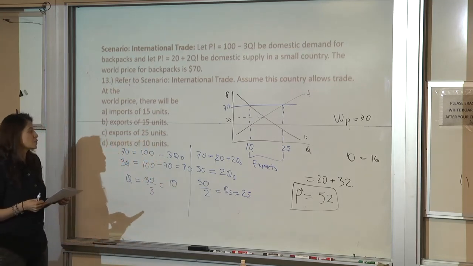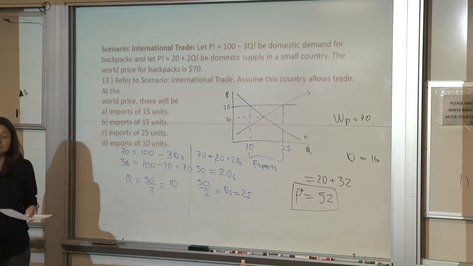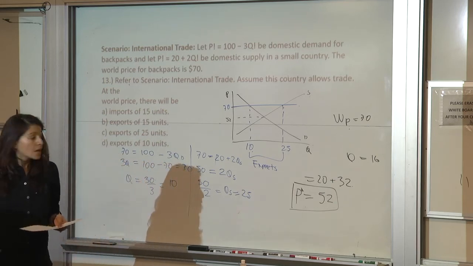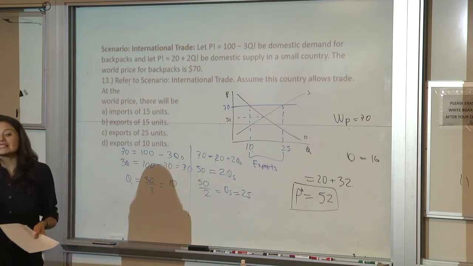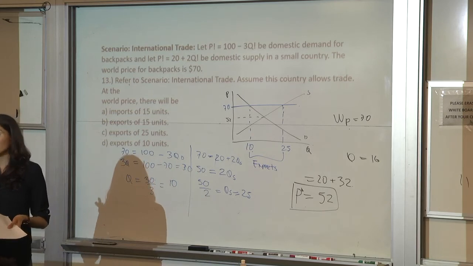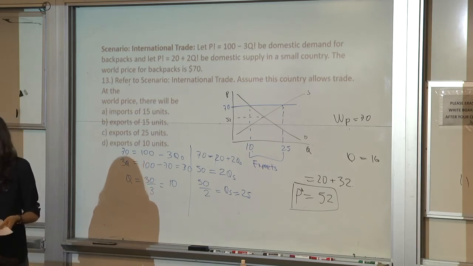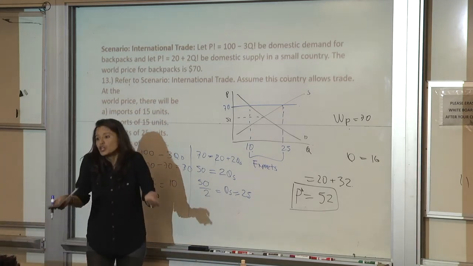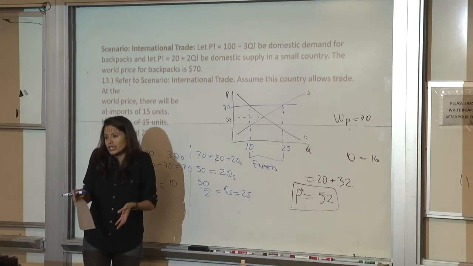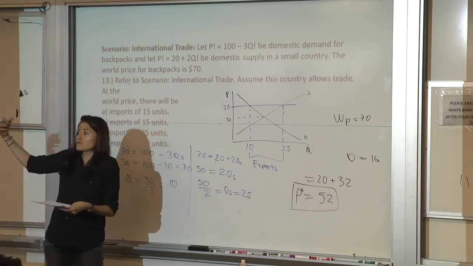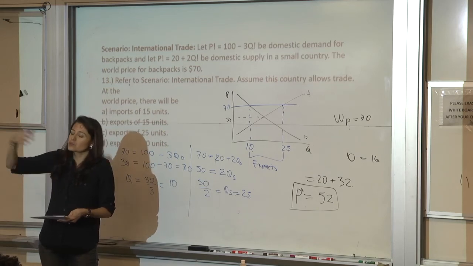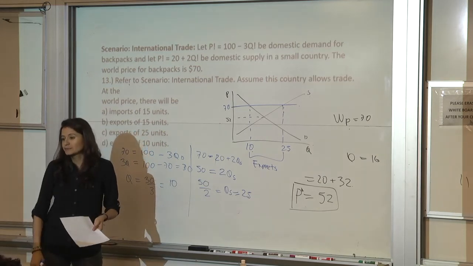There is a case with imports here, yes? Would that be when the world price is lower than the... Exactly. When the world price is lower than the equilibrium price, then what happens? You have a shortage, basically, internally. So you need the rest of the world to sell you the stuff, okay?